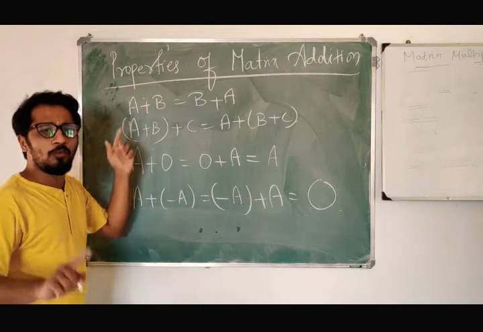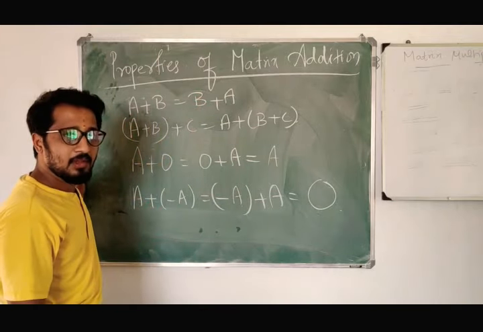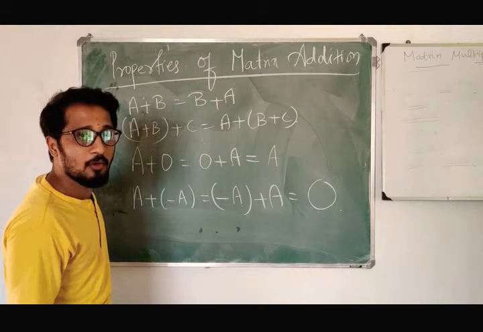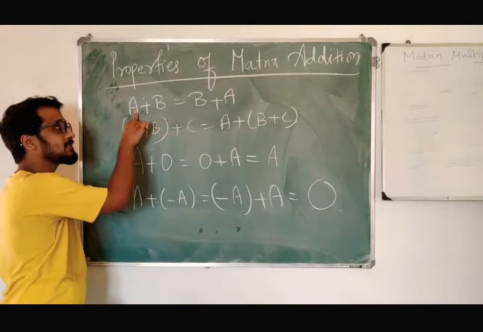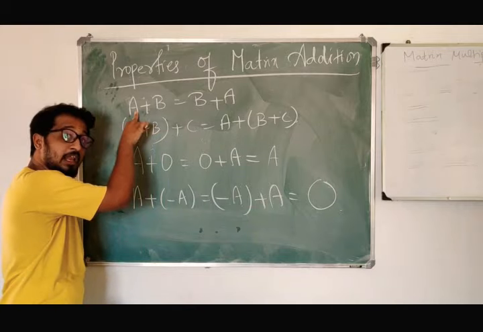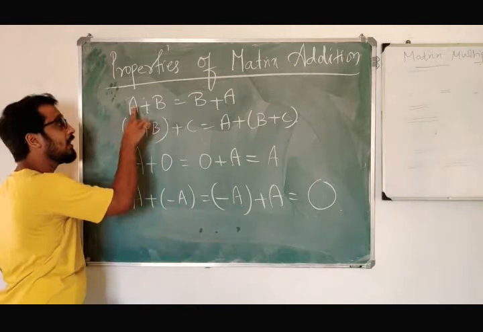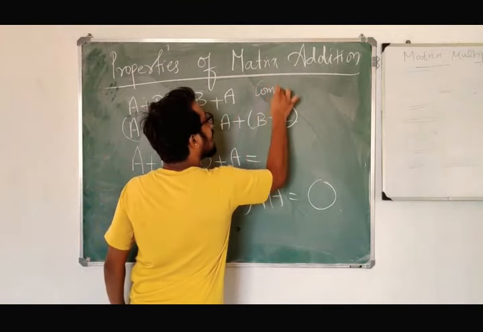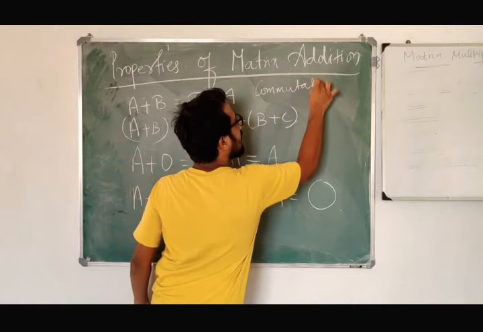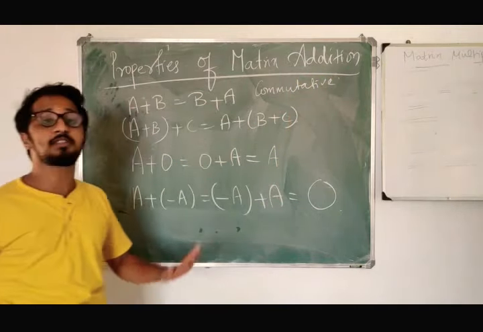For any two matrices A and B, A plus B is equal to B plus A. That means 5 plus 4 is equal to 4 plus 5. Yes or no? Same property. That is, for any two matrices A and B of the same order, A plus B is equal to B plus A. This property is known as the commutative property. That means matrix addition is commutative.